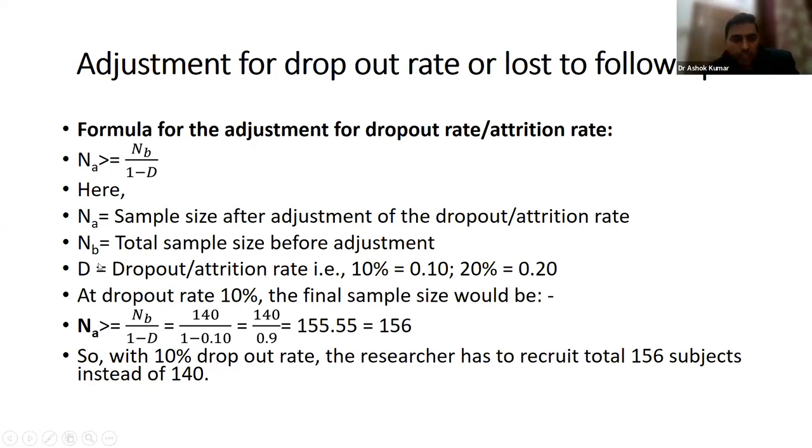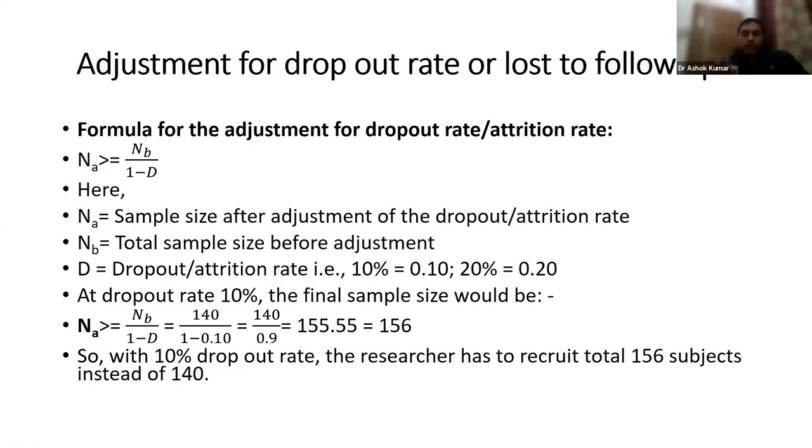And what is D? D is the dropout rate, loss to follow-up rate, non-response rate, also called the attrition rate. Usually we take 10%, 20%, not more than 30%. Please don't take more than 30% loss to follow-up or dropout rate. You can take 5% also, according to the condition of the disease or the patient's follow-up.